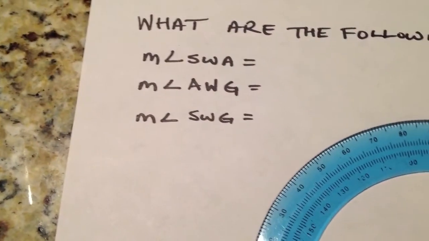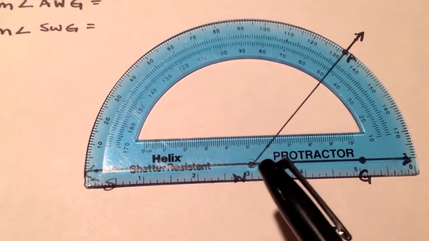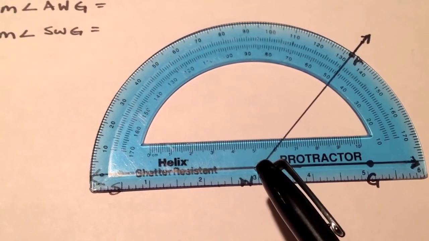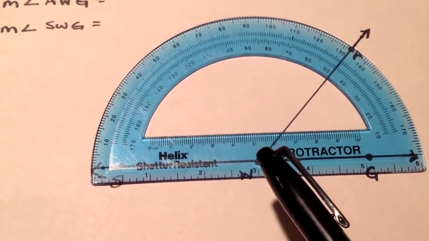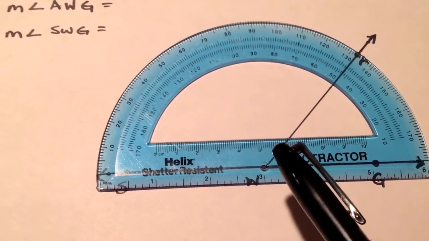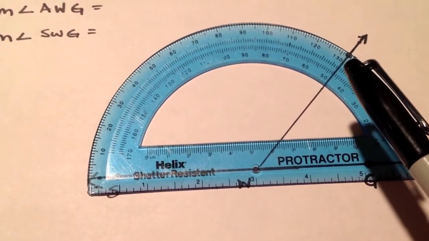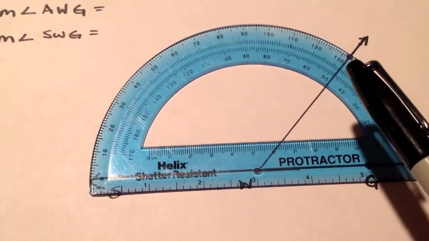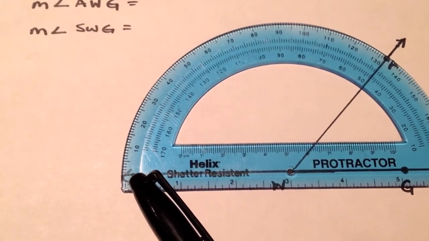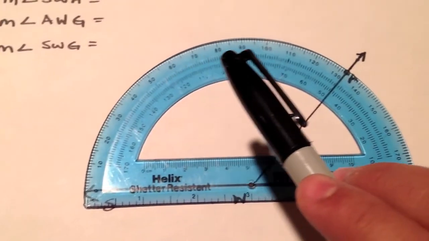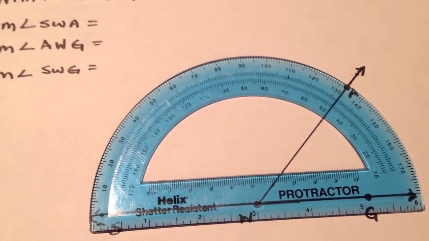Let's do our first one, which is SWA. SWA is this angle right here. Here's S, W, A. W is the vertex. If we look at not the bottom ray, but that other connecting ray, we see that it goes to 133. 133 is our angle measure, because this bottom ray is pointing to this 0 here, so we're going to use the outside edge as we go around. We get to 133. Is that logical?